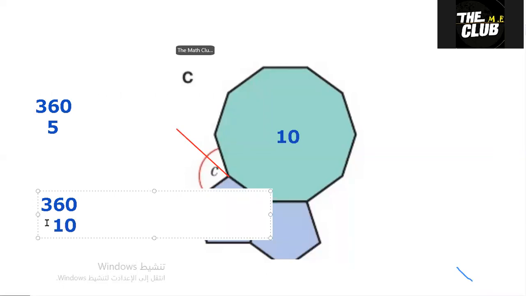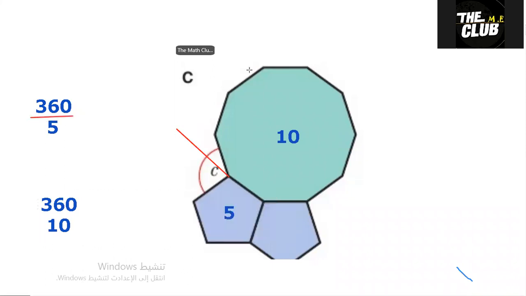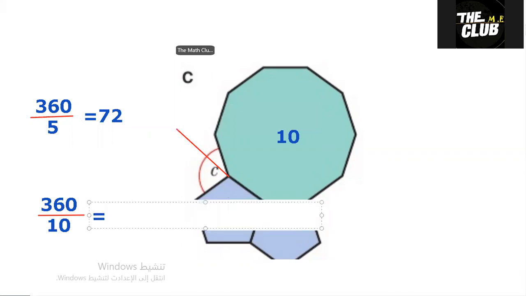Let me make a fraction line like this. Now, we're going to divide 360 by 5. 360 divided by 5 equals 72. So the first one equals 72. Now I'm going to divide 360 by 10, and the answer will be 36. So 360 divided by 10 equals 36.